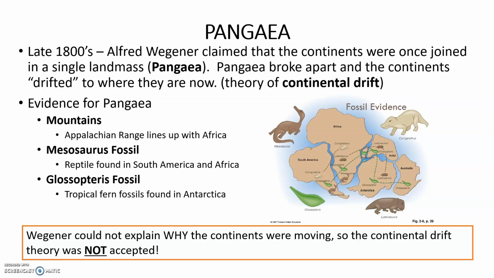The second one is the Mesosaurus fossil. The Mesosaurus was a reptile that was found in both South America and in Africa. As you can see, here's the Mesosaurus, and he was found in southern South America and southern Africa. Clearly, he was able to go from point A to point B.